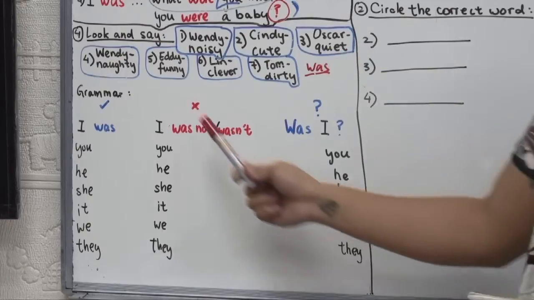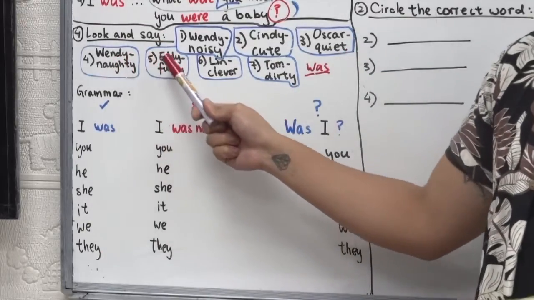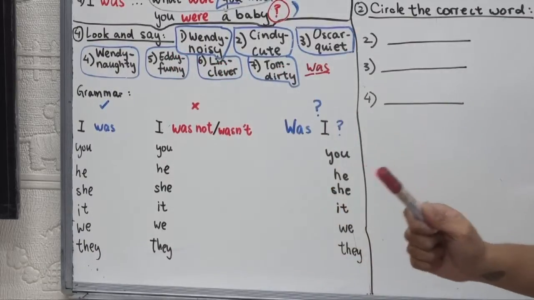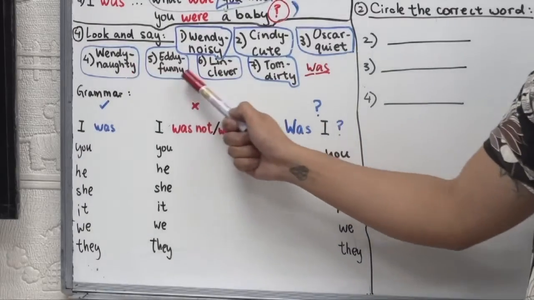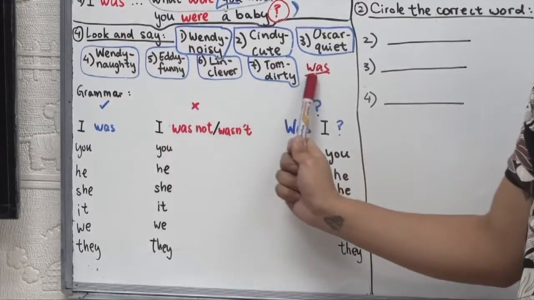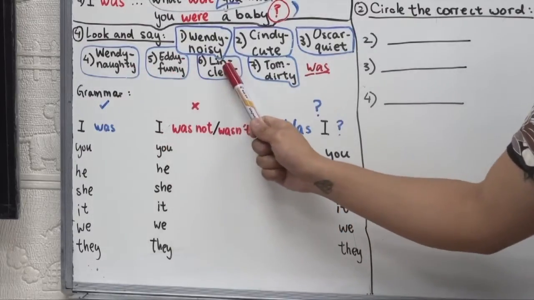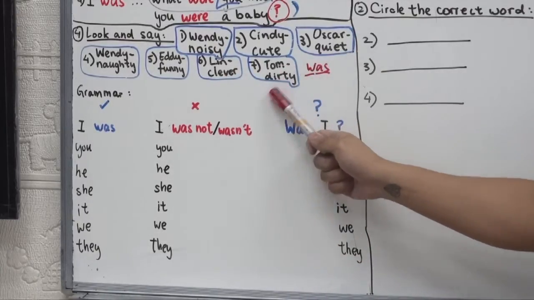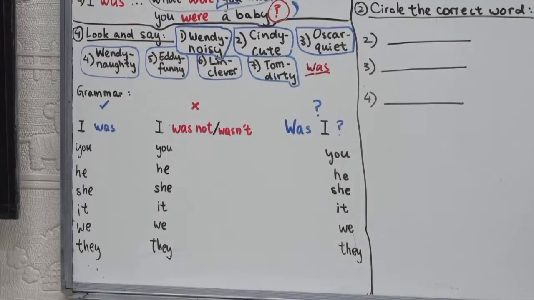And similarly here, right? We have a girl, so she, a boy, he, a girl, she, and a boy, he. All of them are only one person in each box, right? So Wendy was very naughty. Eddie was very funny. Lynn was very clever. And Tom was very dirty. Alright? So this is how we use the past tense for singular nouns. Okay? So he and she or it. And then the special I, right? I will also use was.